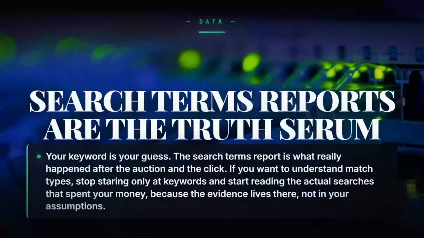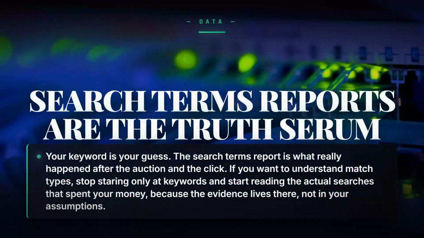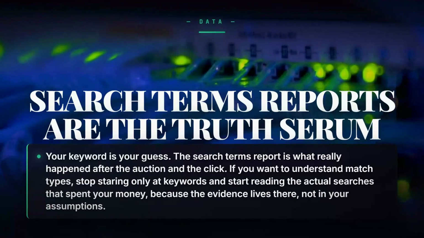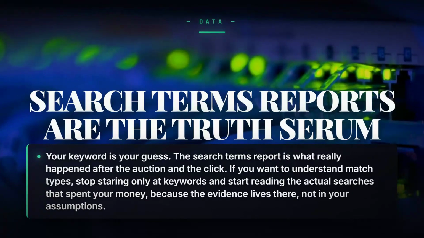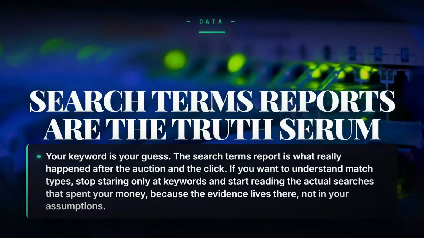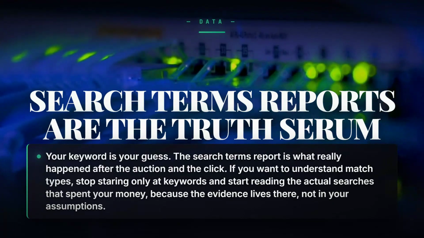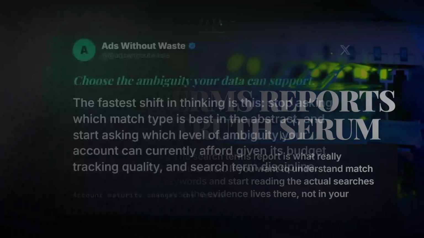Your keyword is your guess. The search terms report is what really happened after the auction and the click. If you want to understand match types, stop staring only at keywords and start reading the actual searches that spent your money, because the evidence lives there, not in your assumptions.